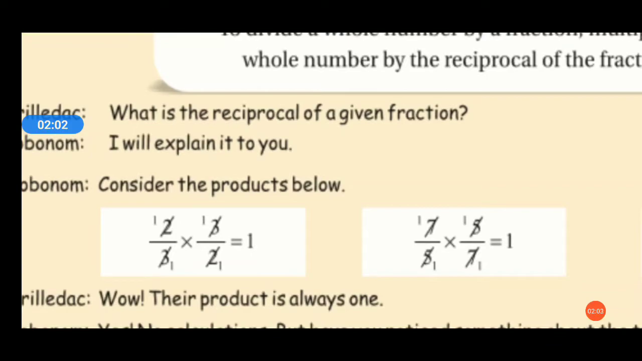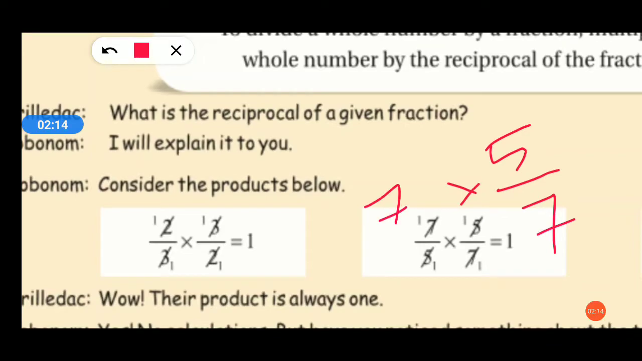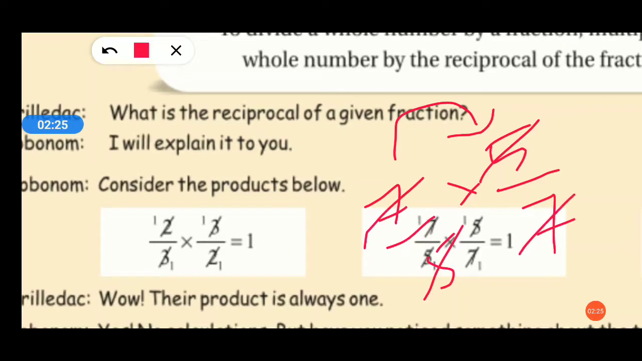See here. They have given 7 by 5. The reciprocal of 7 by 5 is nothing but 5 by 7. Understood, students? Reciprocal of 7 by 5 is nothing but 5 by 7. You just reverse it, 5 by 7. Now if you multiply these two, what will you get? 5 will be cancelled, 7 will be cancelled, the answer will be 1. Understood, students? This is nothing but a reciprocal fraction. Reciprocal fraction is nothing but the reverse of the given fraction.